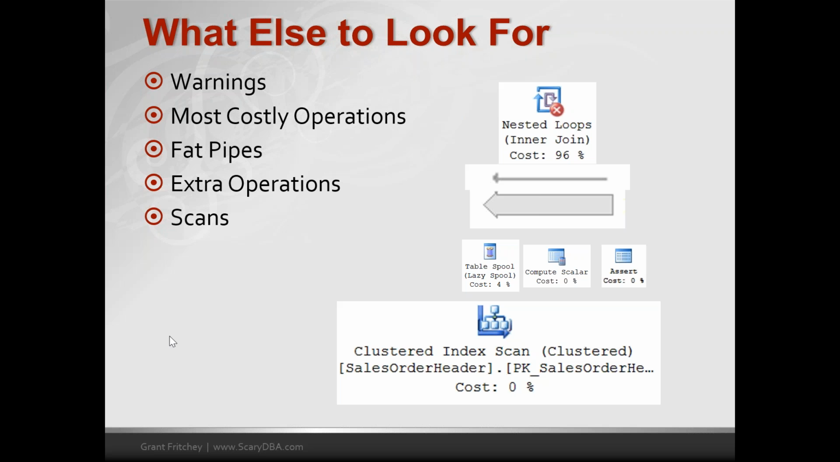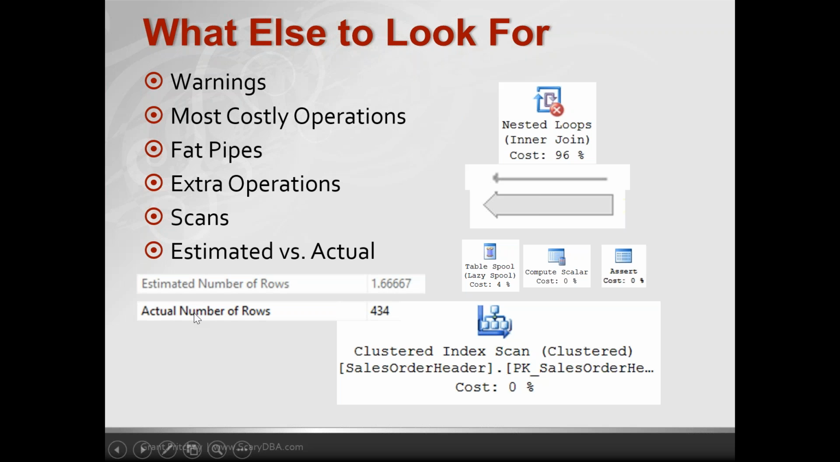And then the last thing is we're going to look at estimated versus actual. Now, if you remember, I said there's estimated plans and actual plans, and the main difference between them is a few properties. Well, one of these really fascinating properties is the actual number of rows. Another is the actual number of executions. We're going to want to compare the estimated number of rows to the actual number of rows, the estimated number of executions to the actual number of executions. Making these comparisons gives us an indication of what's going on. In the little example that popped up, the estimated number of rows is 1.6, and the actual number of rows is 400.